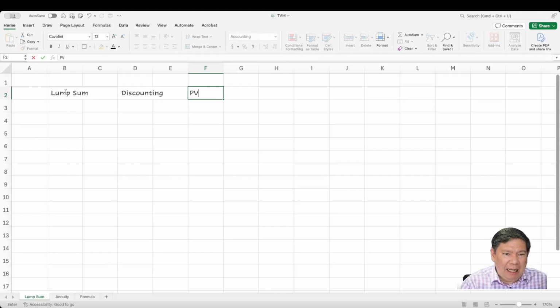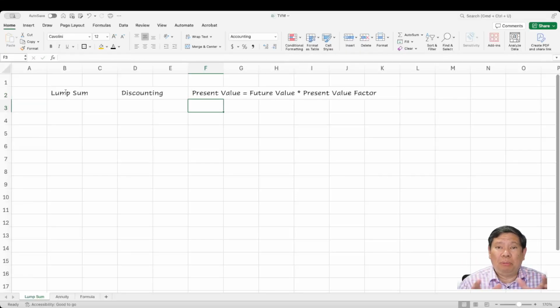So present value, let's calculate that. Present value equals the future value times present value factor. So in this video, we're going to talk about what present value factor is, how to calculate it, and the other option is to use the table provided from your textbook. But the calculation for a lump sum amount is very simple.